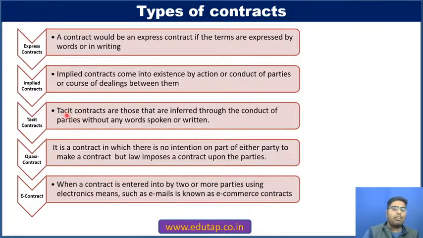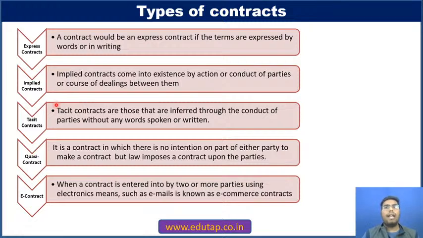Next is implied contracts. Implied contracts come into existence by action or conduct of parties or course of dealings between them. Now, what do you mean by implied contracts? I'll give you an example. Near my house, there's a shopkeeper selling karyana or confectionery. My mother asked me to buy 1 kg of wheat flour from him. I went to him, I asked for 1 kg of wheat flour, he gave it to me, I took it and went back home. Every month we settle the accounts. We buy the products on credit, and every month we settle the accounts.